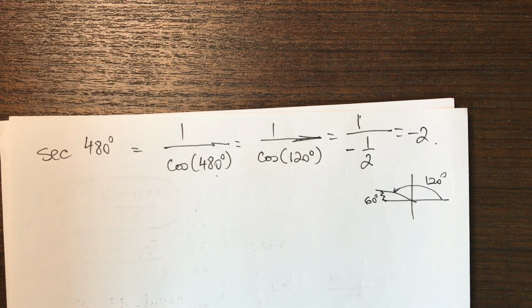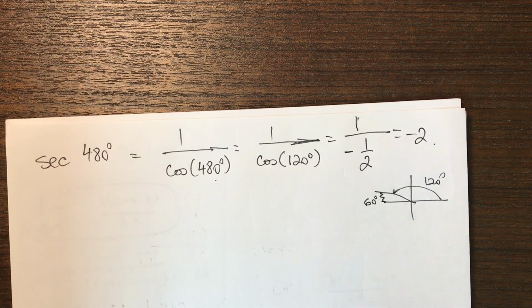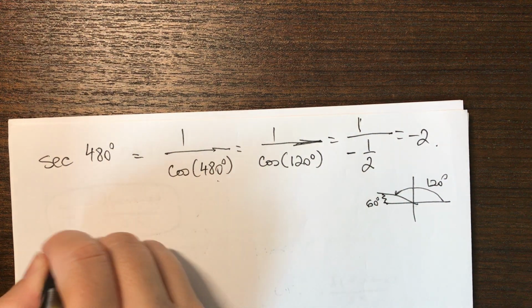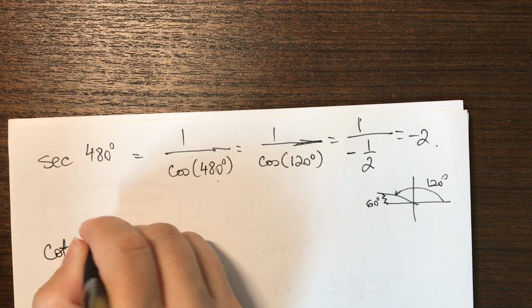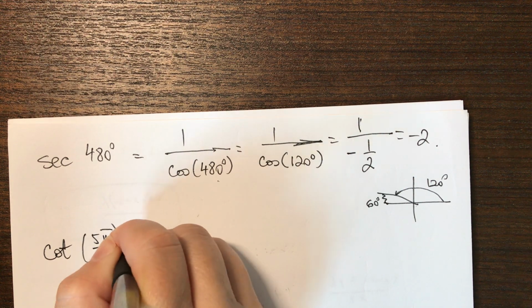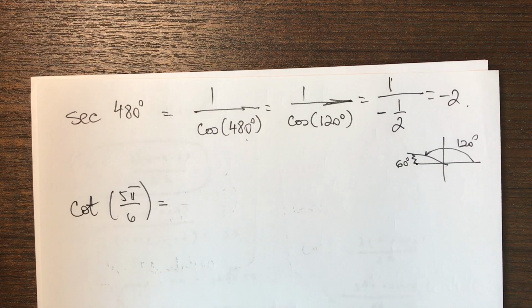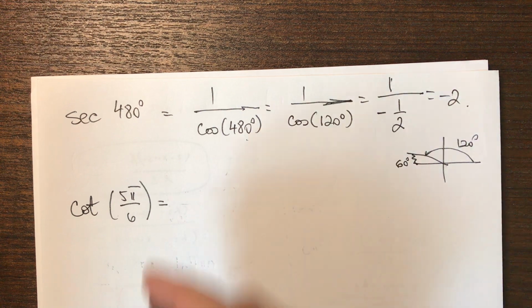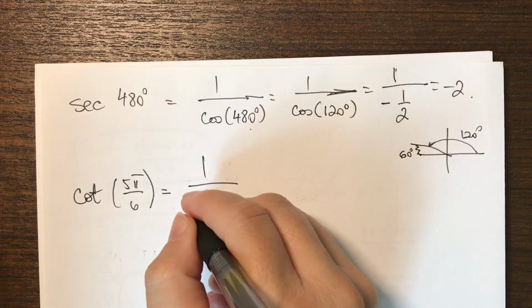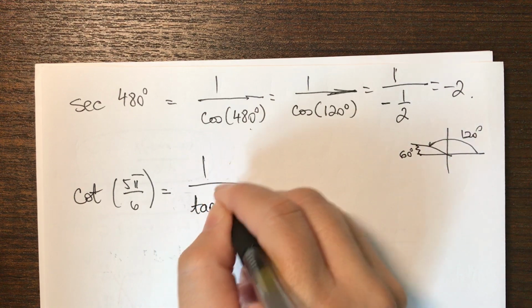Okay. All right, what is cotangent of 5 pi over 6? It's up to you if you want to leave it in radians. If you're super good with radians, not a big deal. Again, the more practice you have, the faster you'll get to it. First of all, cotangent is the reciprocal of tangent.